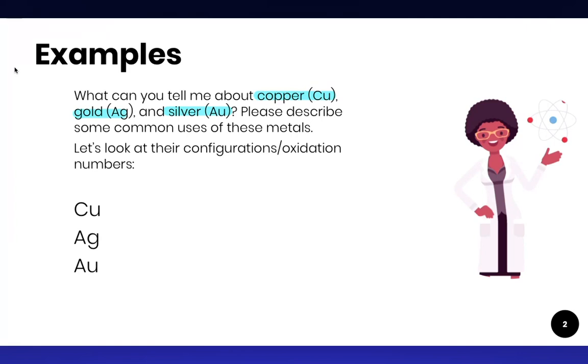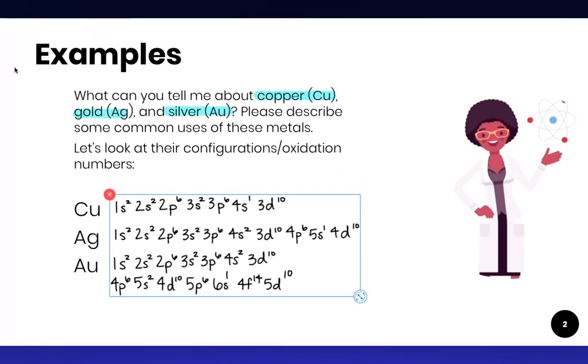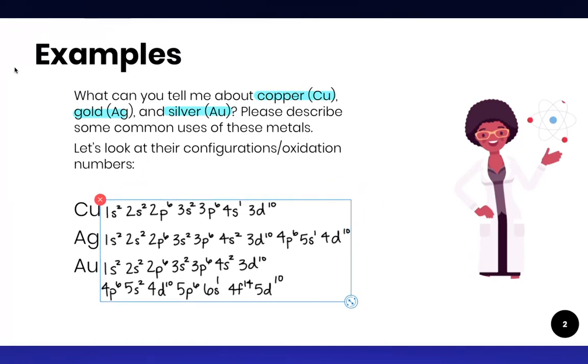Alrighty, let's look into their electron configurations. I have written them out right here. What do you notice about copper, silver, and gold? What you should pick up on is that right here at the end, the 4s is not full, but the 3d is. That's copper. For silver, the 5s is not full, and the 4d is. And then finally, gold plays the same trick. The 6s is not full, but the 5d sublevel is.